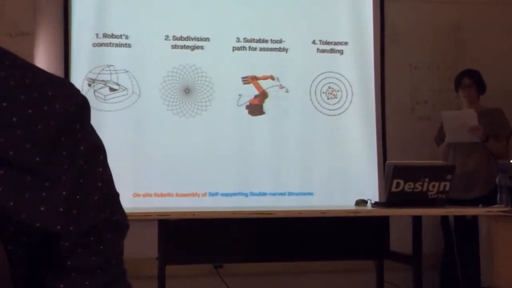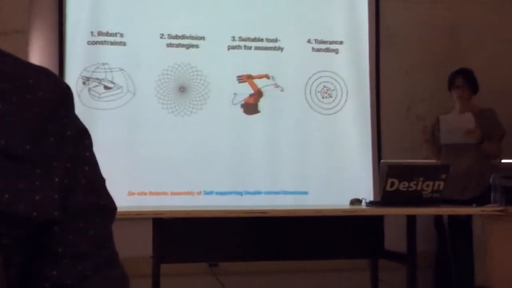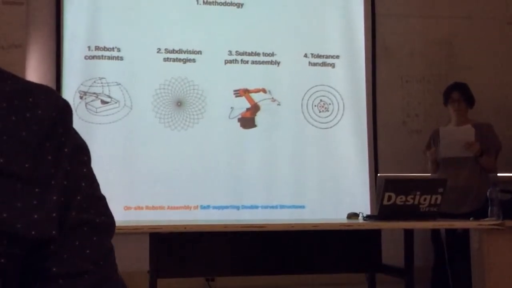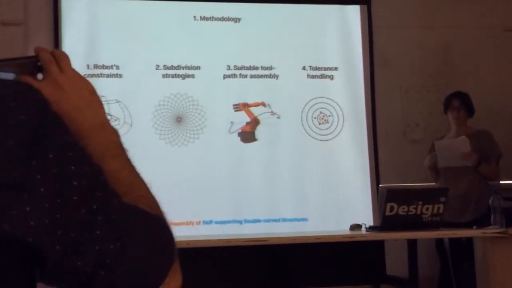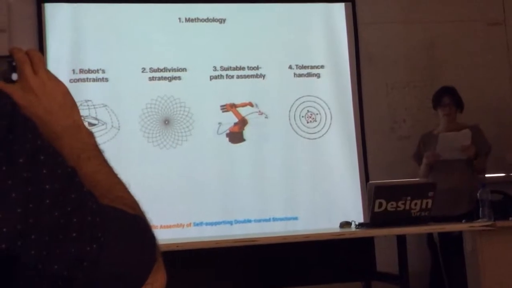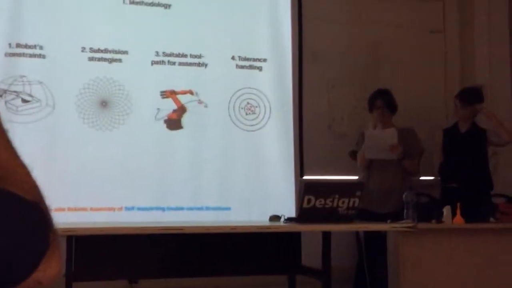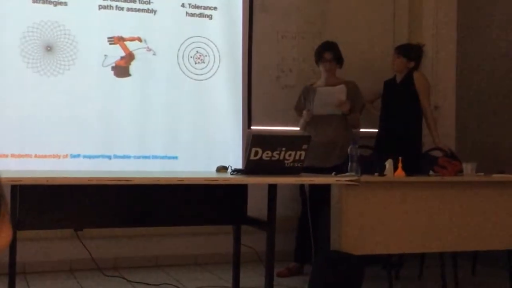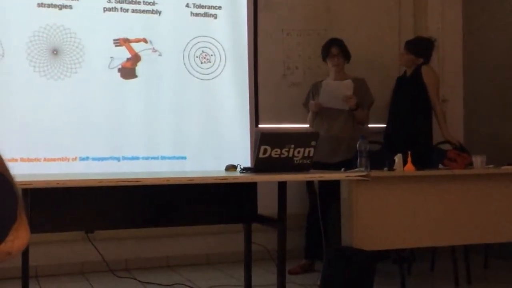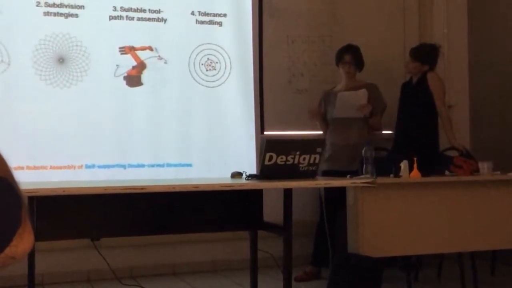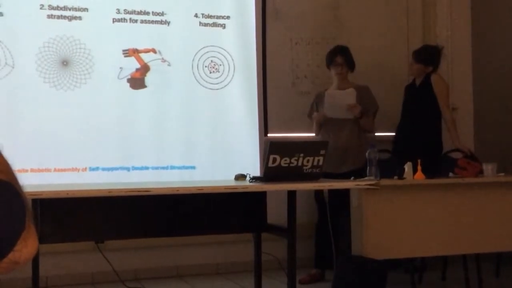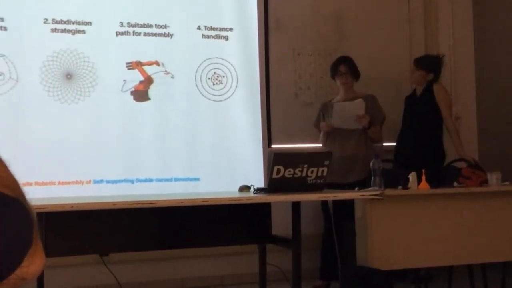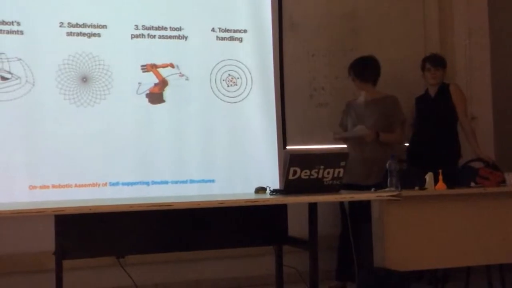The first one is specifying the assemblability constraints, which more specifically means defining the assembly tools or robots constraints. The second part of the methodology is pointing out the geometric and assembly subdivision strategies. The third is finding suitable toolpaths or geometry of movement of the robots in space. And the fourth is creating strategies to handle inaccuracies.